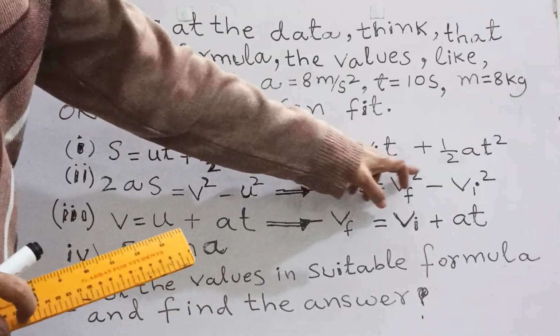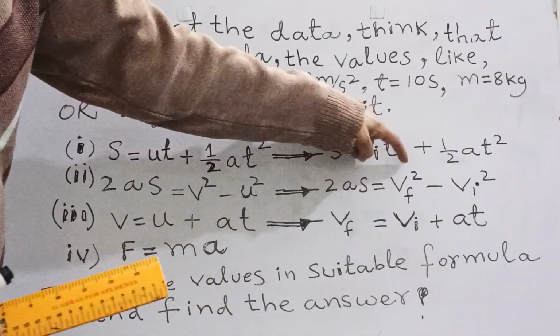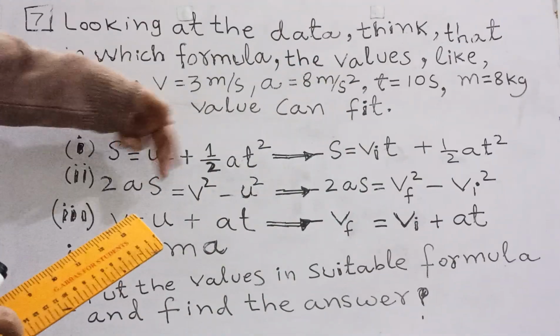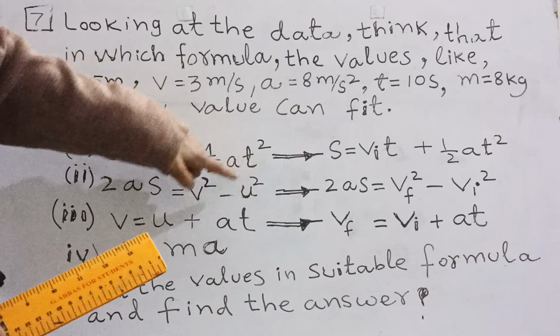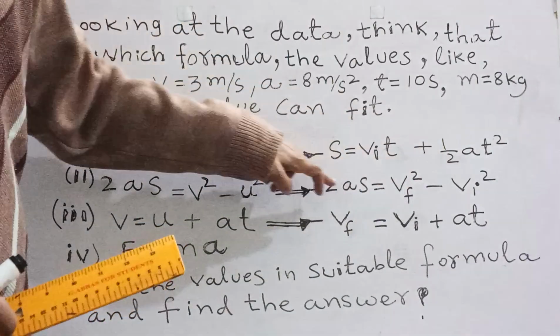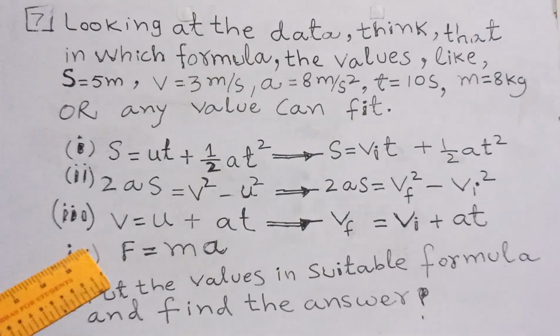Vf square minus vi square. Square of the final velocity, square of the initial velocity. So both formulas are the same. Square of the final velocity, square of the initial velocity. This is for the Cambridge student. This is for any other board or any other book.